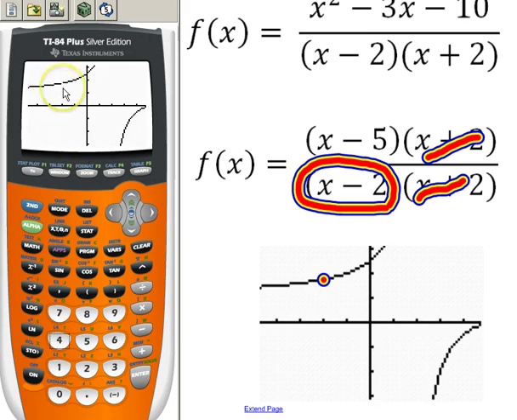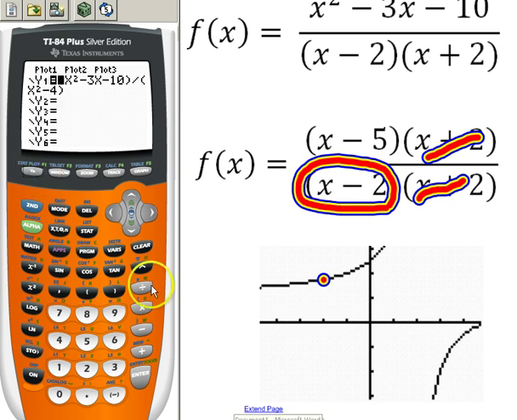So right here I have a hole, and what I'm going to do is go back to y equals, and in my y2 I am actually going to graph this second function, the one that has the x plus 2's marked out, and I'm going to go x minus 5, parenthesis, divided by x minus 2, parenthesis, and I'm going to graph that. I'm going to make the graph a little bit different so I can see the difference between the two of them. I'll make that one a thicker line.